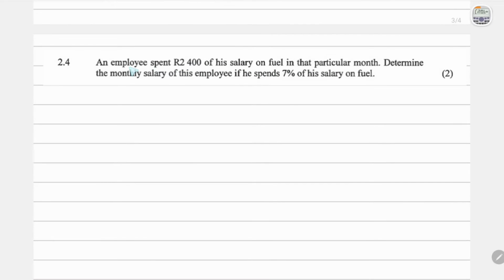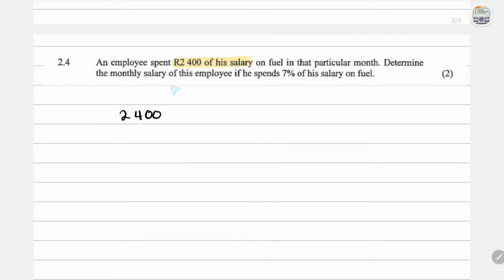Question 2.4 says, an employee spent 2,400 of his salary on fuel. I like to put things down when I see that. The amount he spends on fuel is 2,400 Rand in that particular month.